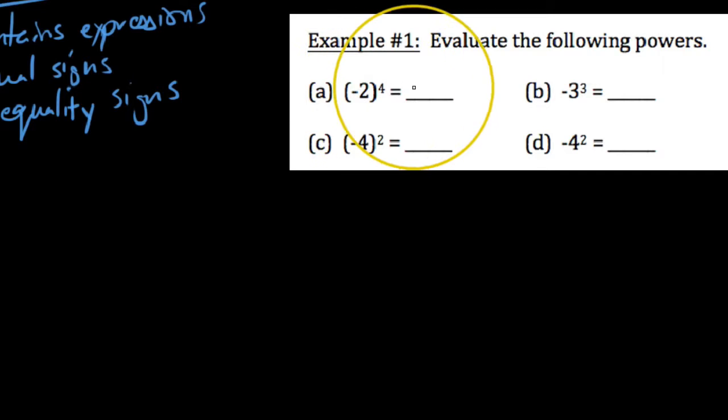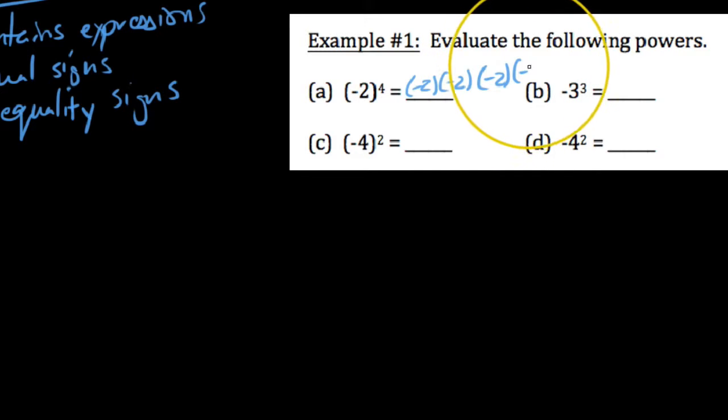Negative 2 to the 4th power is the same thing as negative 2 times negative 2 times negative 2 times negative 2. What's important to notice is that the negative was included in the parentheses. So we multiply it by itself, which makes a difference because a negative times a negative is a positive. We have 2 pairs of positives, so 2 times itself 4 times is 16, and we have a positive 16.